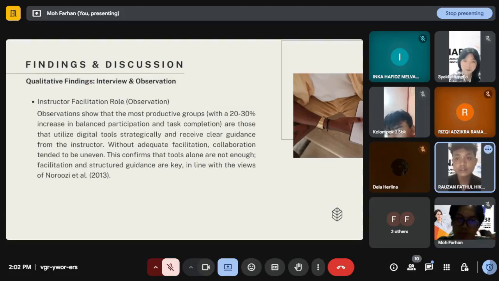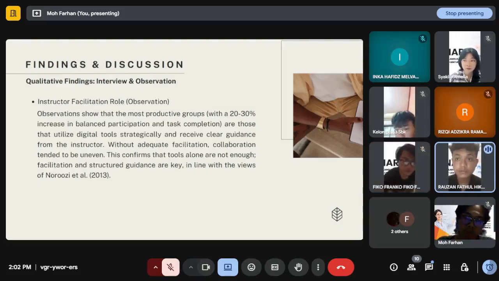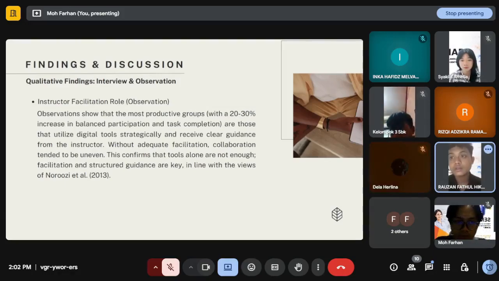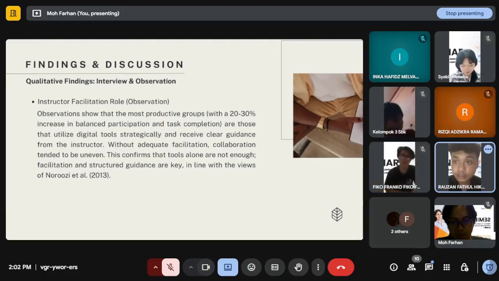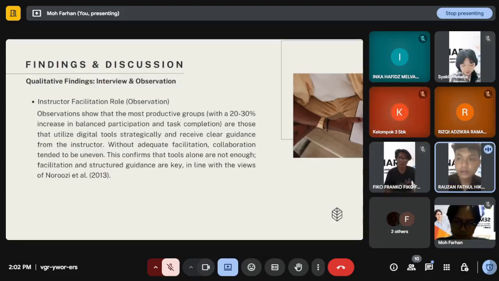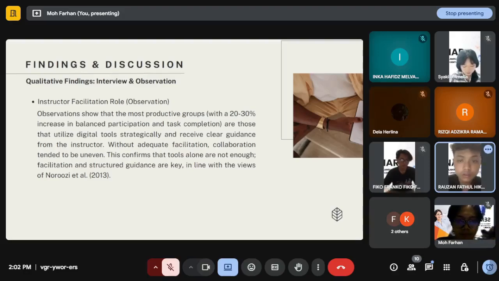Okay, the next is the instructor facilitation role. Observations show that the most productive groups, with a 20 until 30% increase in balanced participation and task completion, are those that utilize digital tools strategically and receive clear guidance from the instructor. Without adequate facilitation, collaboration tended to be uneven. This confirmed that tools alone are not enough. Facilitation and structured guidance are key, in line with the view of Norozi et al. Next slide.